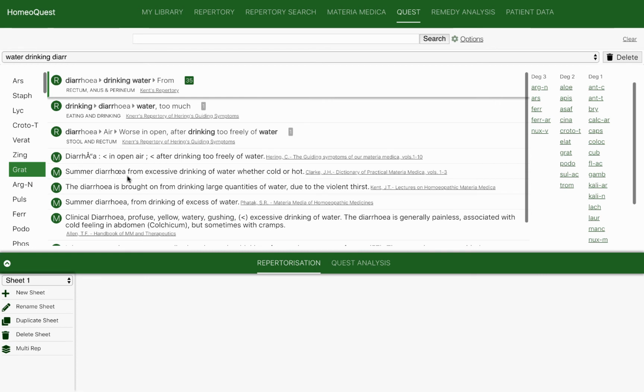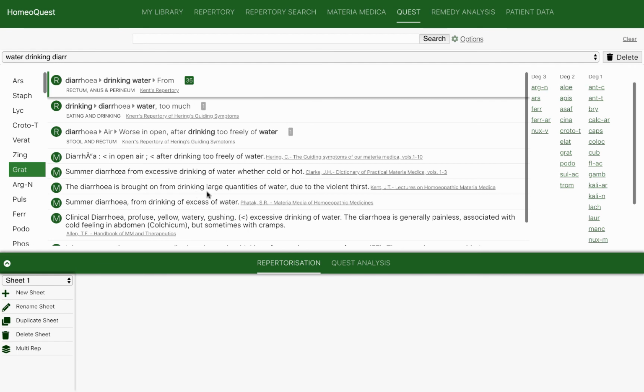What else? Summer diarrhea from excessive drinking of water, whether hot or cold. So now this is peculiar. Clark has it, which I know again is Materia Medica. All this information is coming from Materia Medica, so somewhere it is not in the repertories as much. Nair has it, but Kent doesn't. So too much water is coming up all in the Materia Medicas.